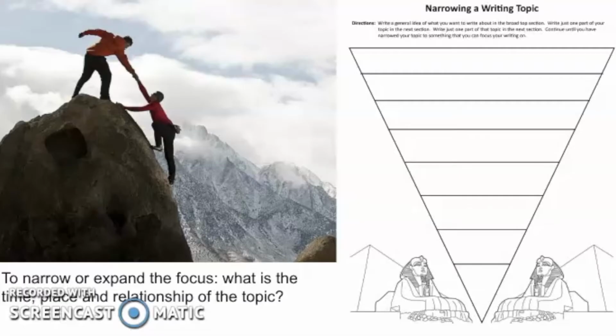To help them to do that, ask them to think about what is the time, the place, and the relationship of the topic of that paragraph to the whole concept that they're writing about. Or use a graphic organizer where they put the main topic and then they write the next part of the topic underneath until they can find the point of their topic sentence and their paragraph.